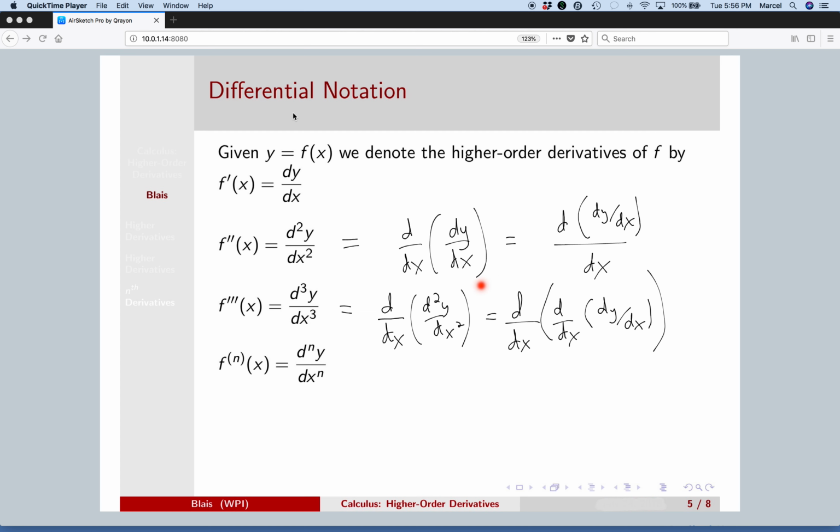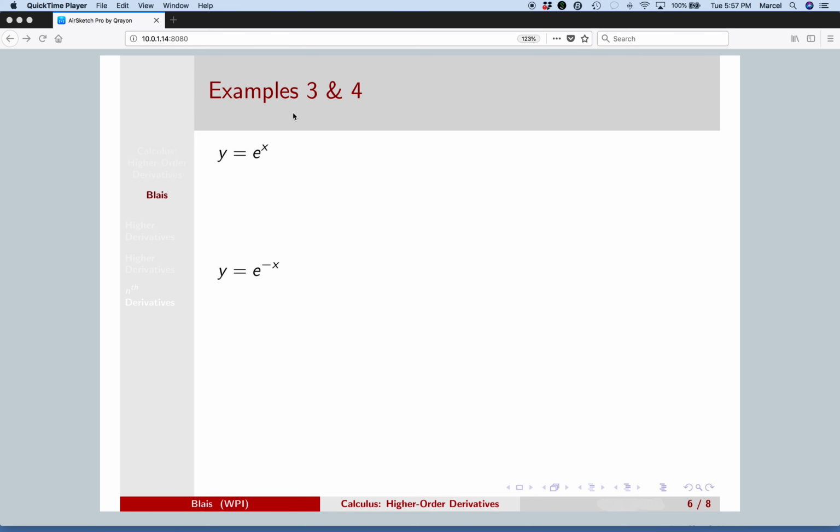So again, an alternative notation for derivatives. This actually becomes quite important when you move into the field of integral calculus, in particular, when you start doing multivariable integral calculus. Let's do some more examples.